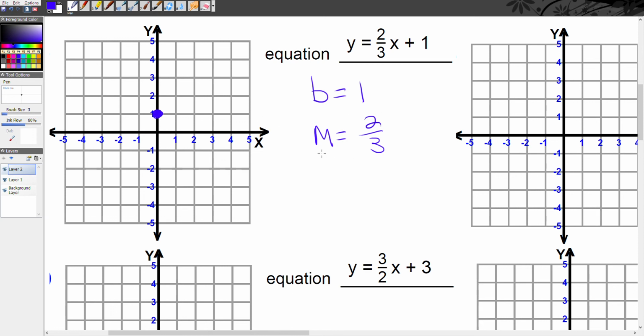And then you're going to move the way the slope tells you to move. This is a positive slope, so that means I am going to move up 2 and right 3 from my y-intercept. So starting at my y-intercept, I'm going to move up 2, 1, 2, and right 3, 1, 2, 3, and that's where I place my new point. Okay, then you just take your straight edge and you draw your straight line, extending it all the way throughout.